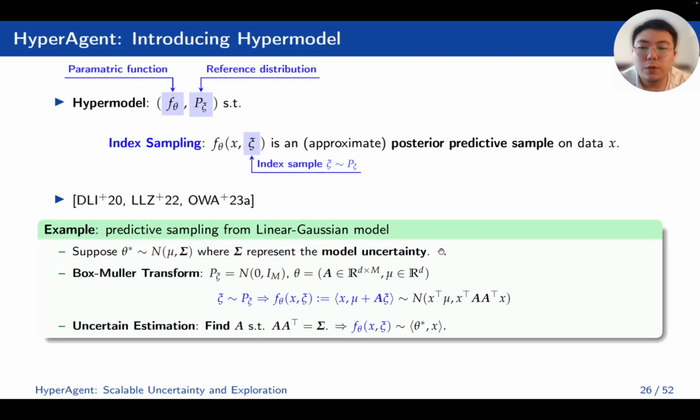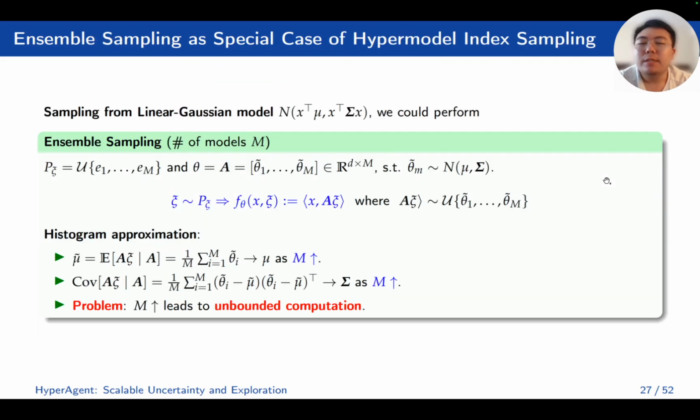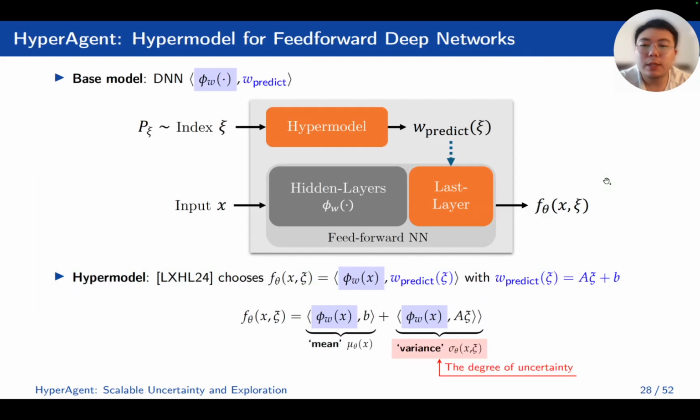Okay, so the key is that we provide an incremental mechanism, provably, on A such that A A transpose is equal to the posterior covariance sigma given the history dataset. So this is our key contribution: no previous work has any rigorous justification or any insight on such a mechanism. Ensemble sampling is a special case. I will skip this page due to limited time.